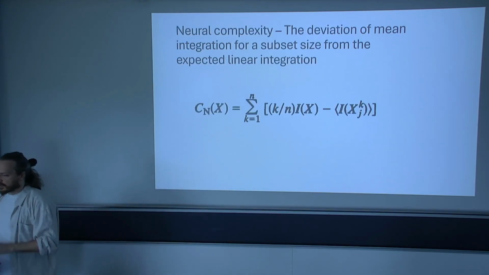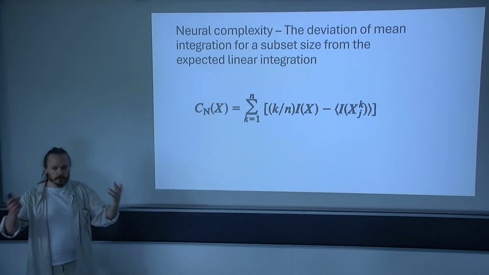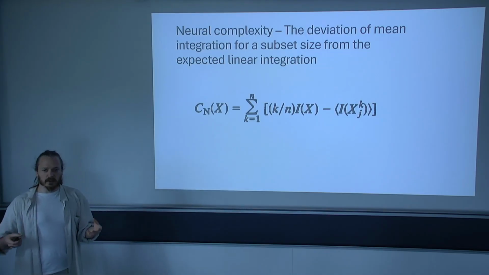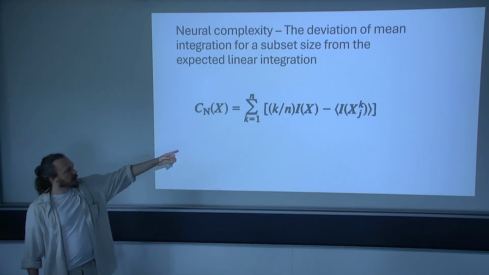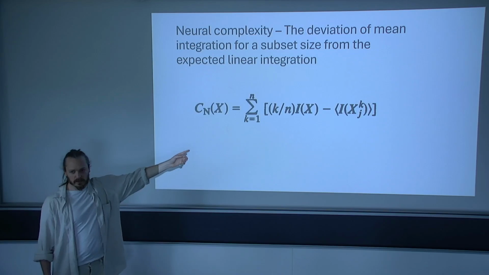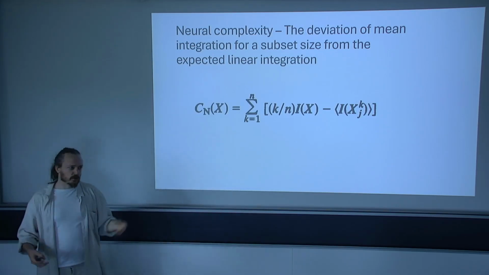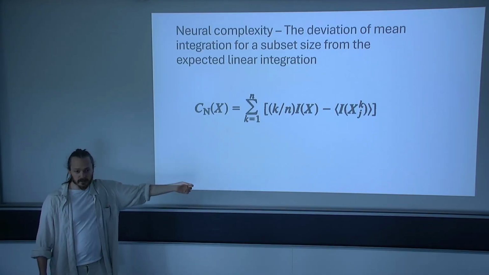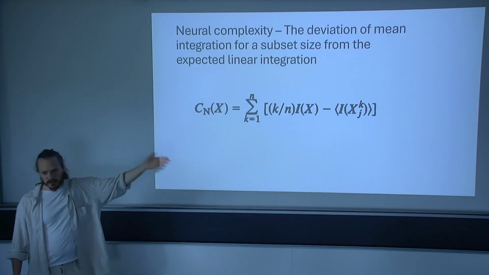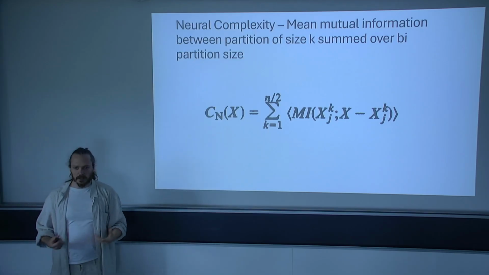Neural complexity has a few different formulations, but this is one where you're using the integration. So basically you compute the integration of the full system, and then you divide the system into subsets of a given size k, and you compute the average integration for that size, and you subtract that from the expected integration at that size level, assuming a linear increase. You sum that. It can also be formulated as mutual information between partitions of the system.